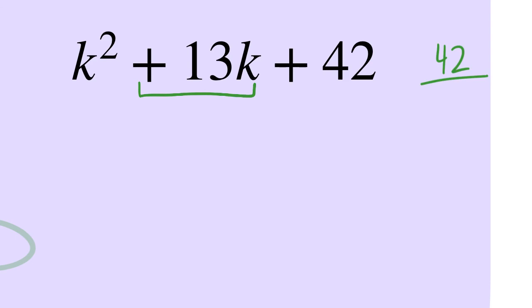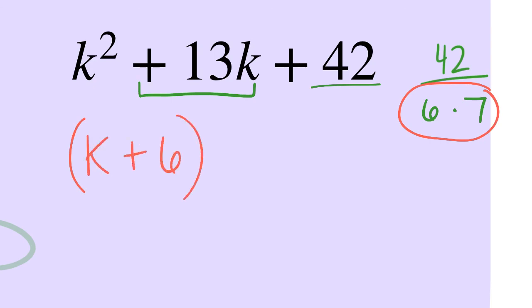And you probably figured it out. It's actually the factors of 42 that most people think of first. 6 times 7, right? 6 times 7 equals 42. And if you add 6 plus 7, that equals 13. So those would be our two factors, k plus 6 and k plus 7. Okay, and that is it.